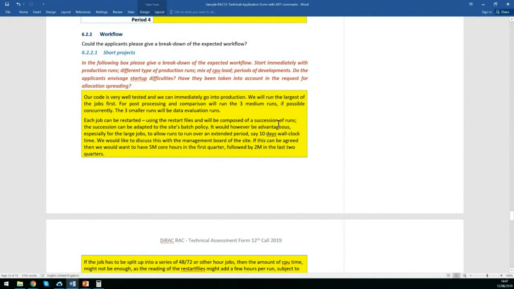So if it's 72 hours, as in the Durham case, then it would be stopped every 72 hours. However, it would be advantageous if the large job could run for a longer, more extended period of time. So could we please ask, and it is possible to ask this here, it might never happen, but it is good to identify plans and maybe needs at this stage. Could we please have 10 days wall clock time at a time, because then we don't have to restart so often, and it would be much more advantageous for the overall setup. We would get quicker wall clock time to solution.